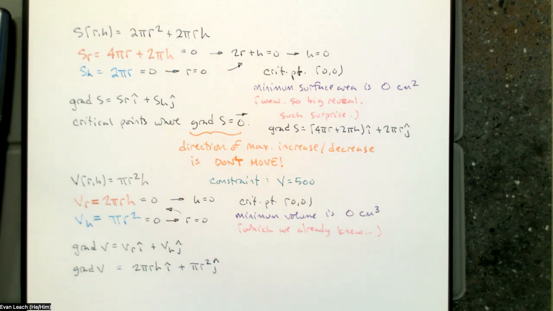so that we can adapt our thinking to our new problem in our new environment. So somewhere out in the plane of R and H, we're looking for the smallest value of S at a fixed location for the volume.